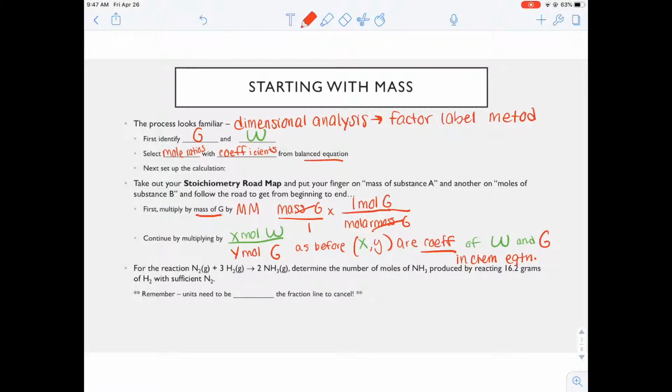All right, so start with mass of substance A. Go to moles of substance B. Follow the roadmap, right? We always want to start with one thing on the left. And remember, units need to be opposite the fraction line to cancel out. So that's one of the main goals as well, just as it was in the beginning of the year. All right, so let's hear our reaction.